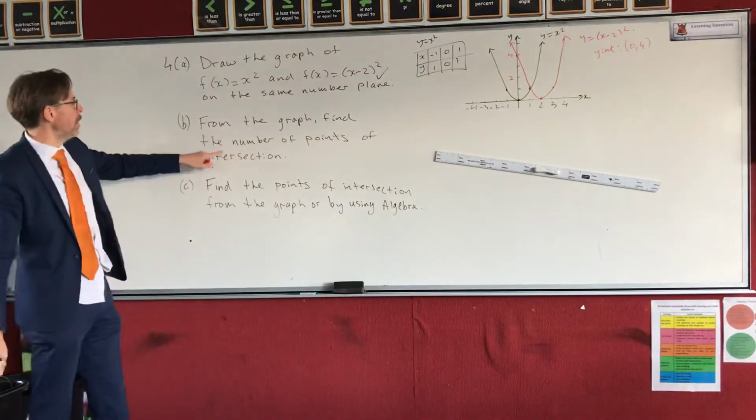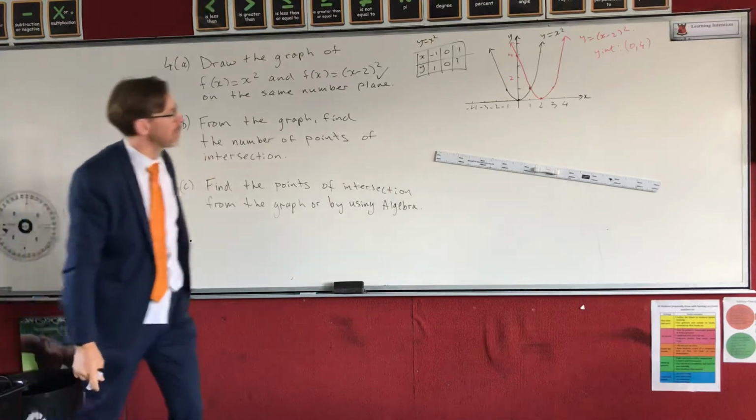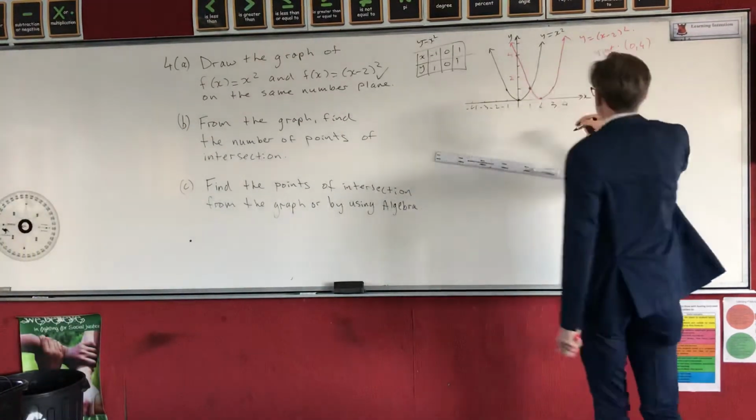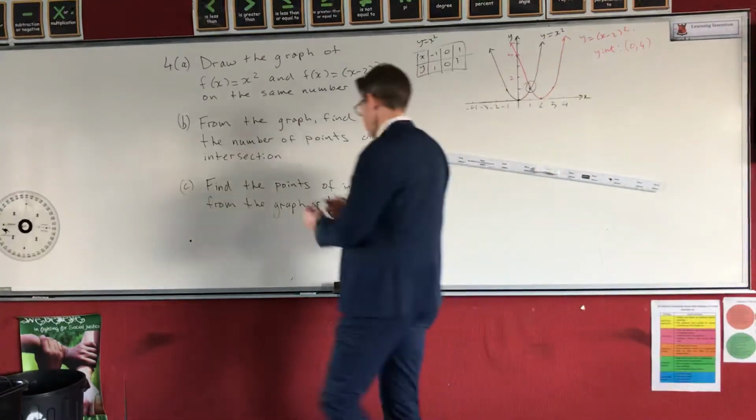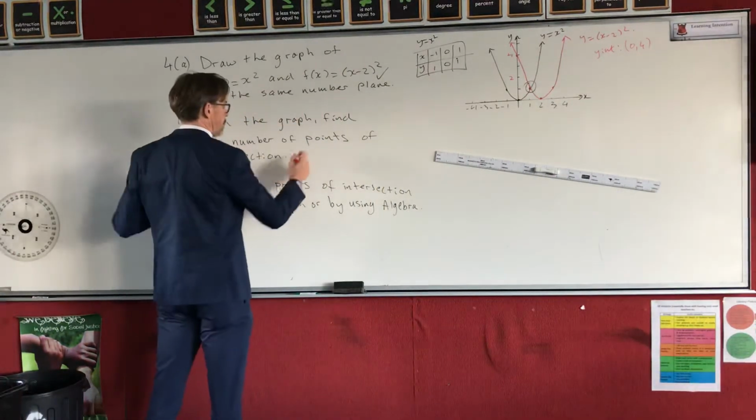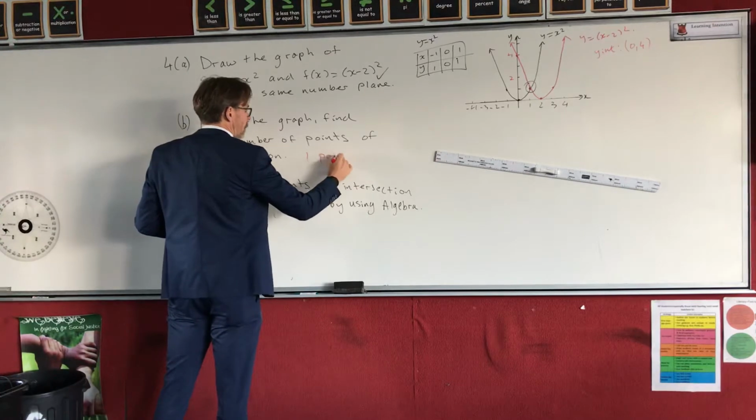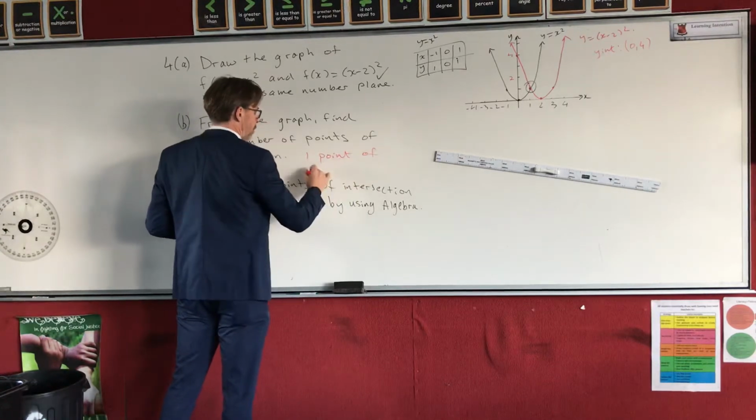Part B says from the graph find the number of points of intersection. Okay, well, there's only one point of intersection there. Okay, so I'm going to write that down. 1 point of intersection.